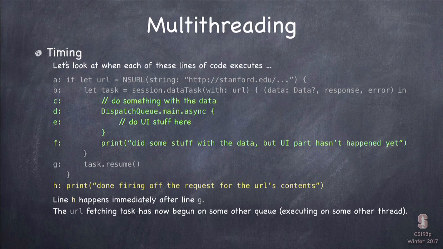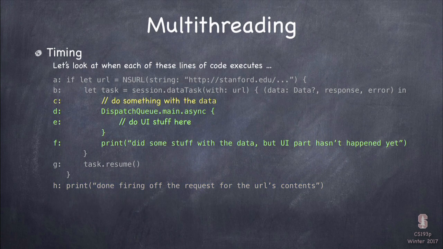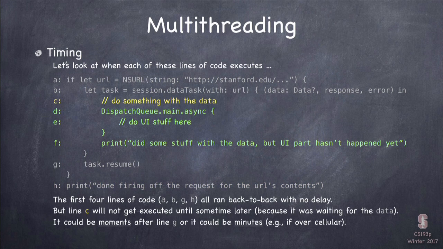The next line of code that's going to happen after this one is this one. So after the URL contents come back, now this closure is going to execute. And so we're going to have line C be executed. So A, B, G, and H, they executed boom, boom, boom, boom, right after each other, no delay. Then there was a delay while we went and got the URL contents. That could be a long delay. That could be a minute or more if it was a big file over cellular or something like that.